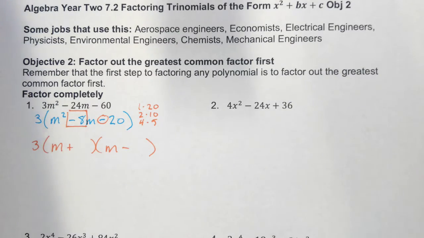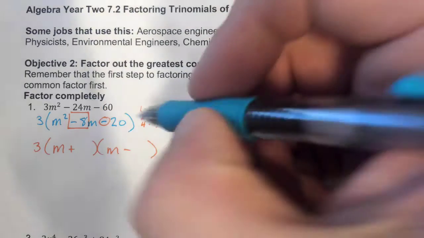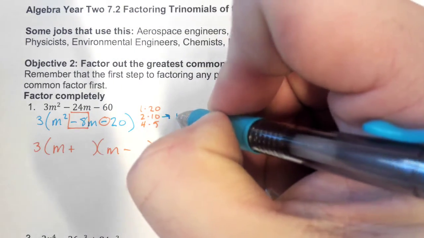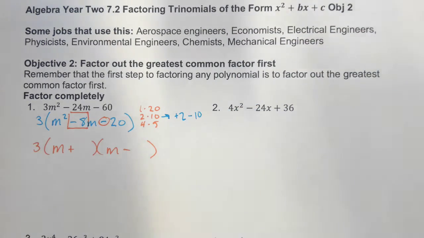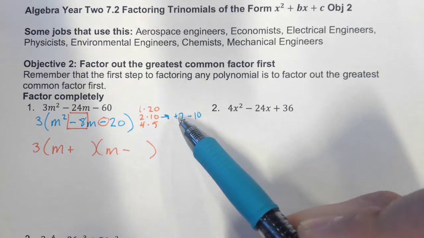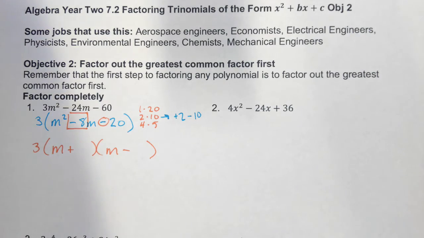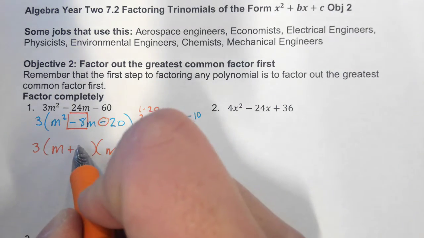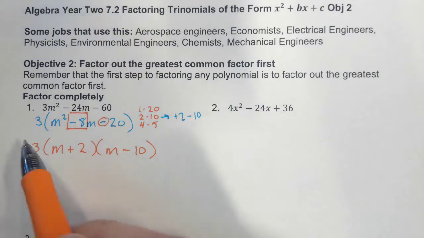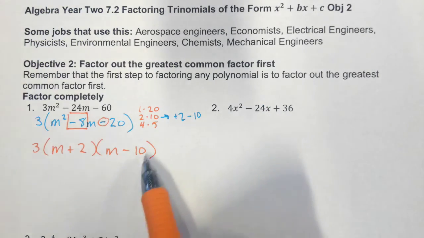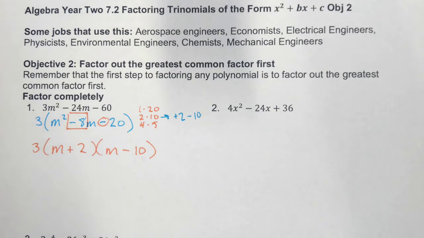So if I'm looking here, 2 and 10 subtract to 8. I need it to be negative 8, so that's going to be positive 2 minus 10, because 2 minus 10 is negative 8. If it were 10 minus 2, it would be 8. So I've got to make sure the 2 goes with the plus sign and the 10 goes with the minus sign. So my final answer is going to be 3 times m plus 2 times m minus 10. And remember, you can check these very quickly by FOILing the middle and then multiplying that by 3, and it would come out to be that original problem.